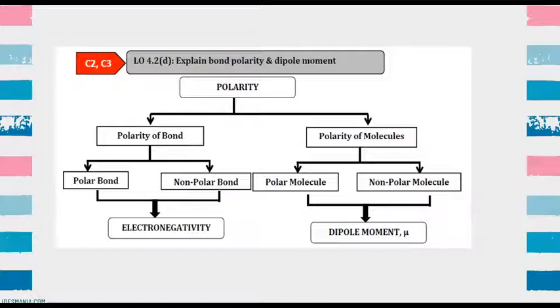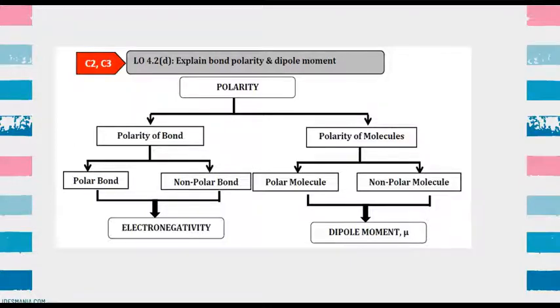So we want to know whether that bonding is polar bond or non-polar bond. It depends on the difference in electronegativity. If the electronegativity between the two atoms is the same, it means that bond is non-polar bond. If the electronegativity between the two bonding atoms is different, okay, so that bond will become polar bond.